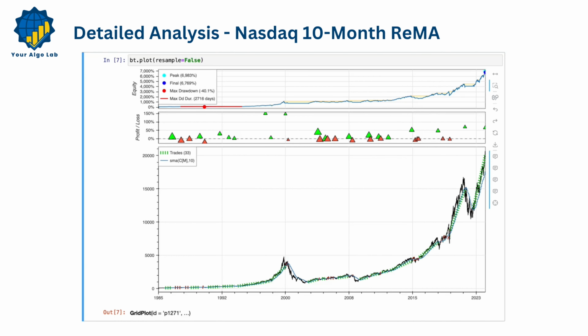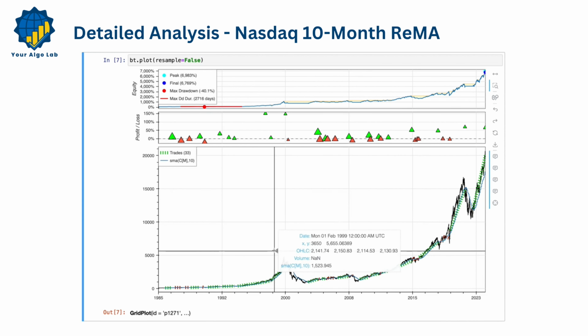Let's take a closer look at some of the best performing strategies in terms of risk-adjusted return, starting with the 10-month resampled moving average strategy on the Nasdaq. At first glance, the number of small losing trades has significantly decreased. In fact, compared to the 200-day moving average, the win rate has improved from 22% to 55%. Additionally, the number of trades per year has decreased from 3.5 to 0.8. For long-term indicators, a lower number of trades per year is preferable.